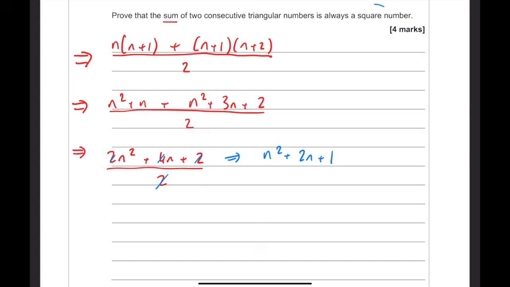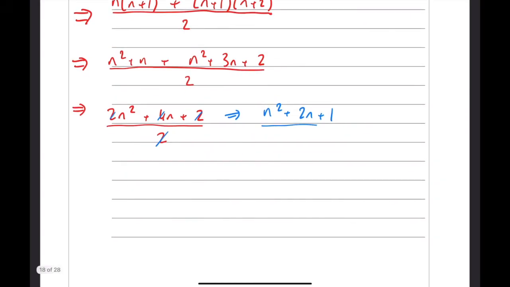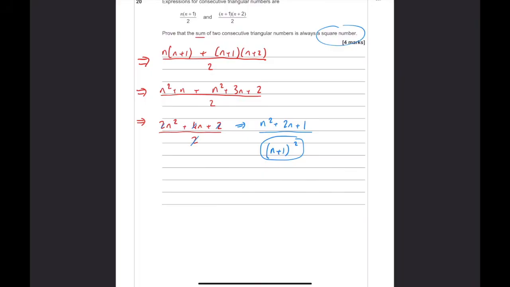Now we need to try and get to a square number, so something squared as our final expression. What you'll notice here, if we try and factorise it, we can have (n plus 1) squared. Now whatever n is, we are squaring the expression, so it's going to have to be a square number. And that is simply how you would do it. You'd normally finish with a little sentence like that, just to show that you understand it.